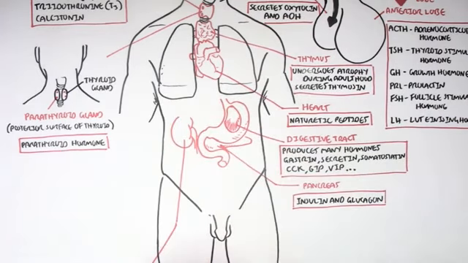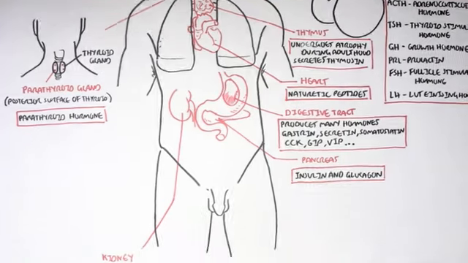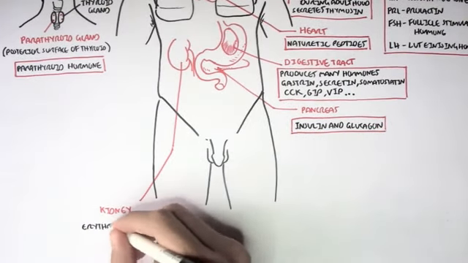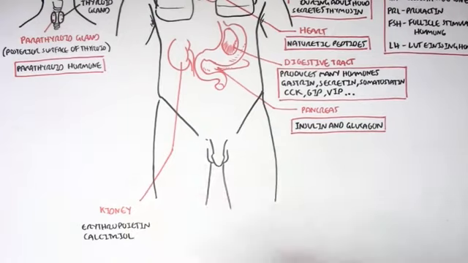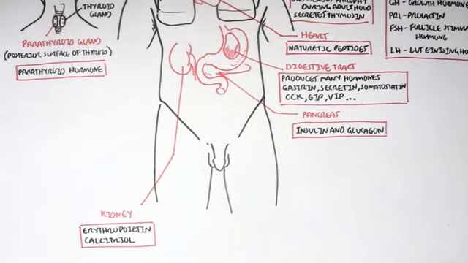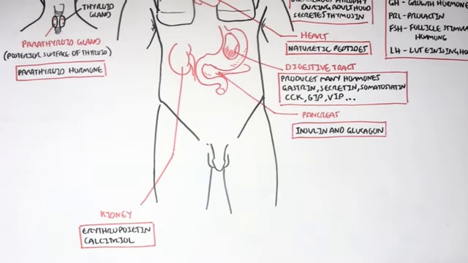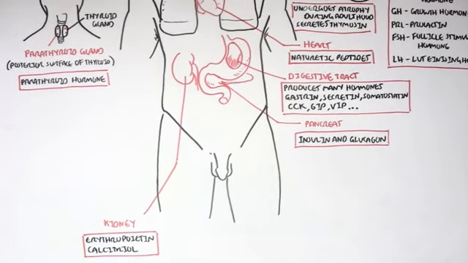The kidneys also secrete hormones. They secrete erythropoietin, which stimulates red blood cell production in the bone marrow, and also secrete calcitriol, which I don't know what it does. Above the kidneys, we also have the very important adrenal glands.